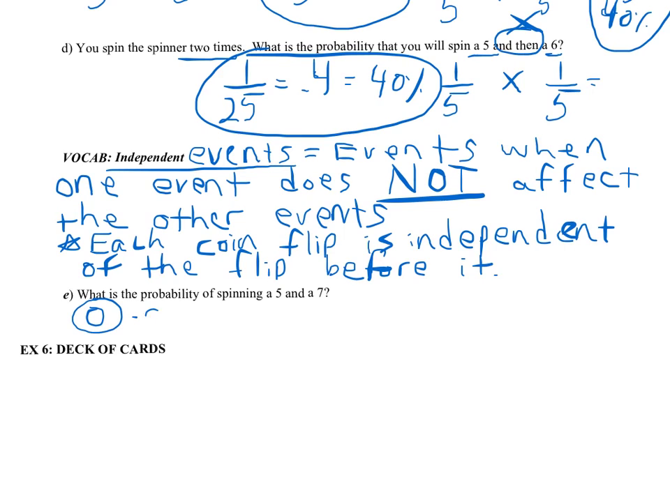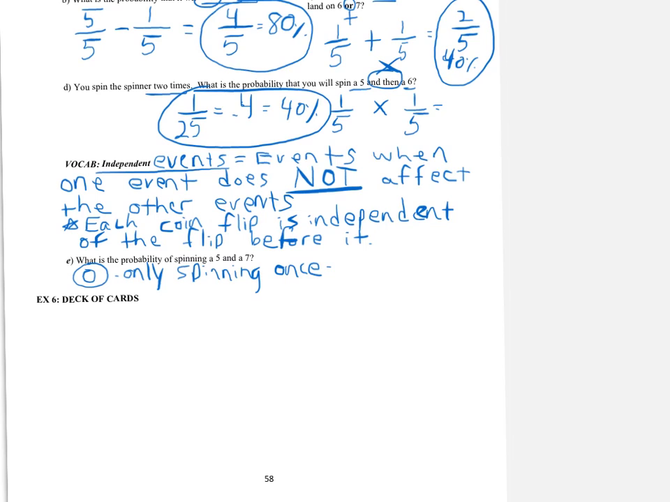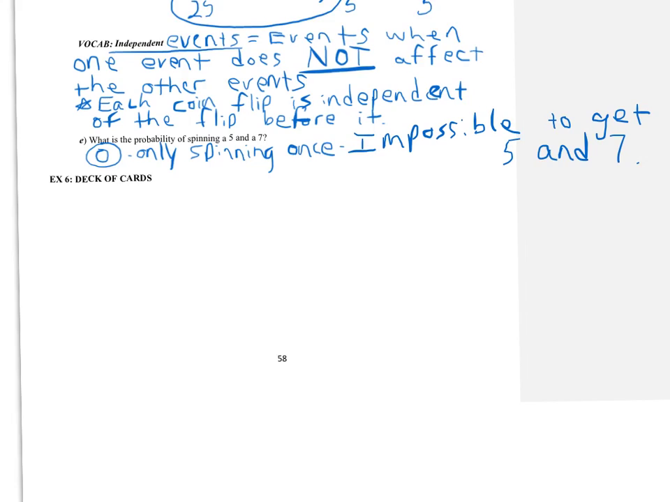And let's put a note here that we're only spinning once. I'm going to zoom out a little bit. We're only spinning once. That's right, it's impossible to get a 5 and a 7. It's impossible. You can't get both on one spin. Alrighty. Let's go on to a deck of cards.